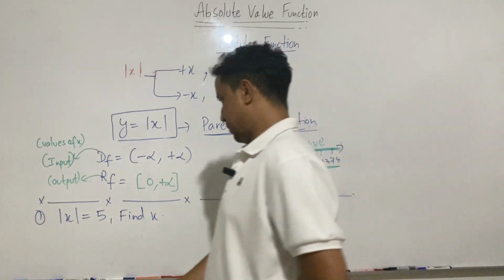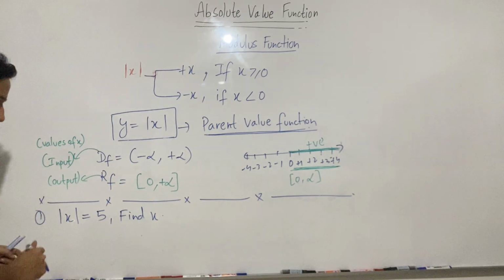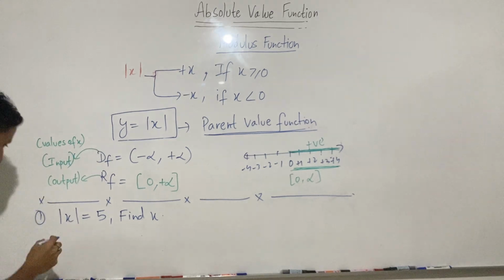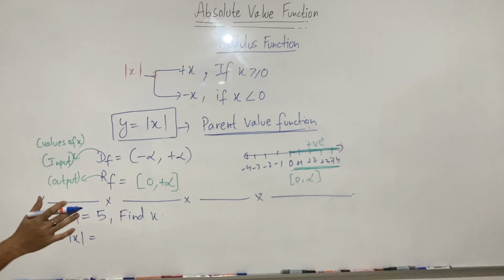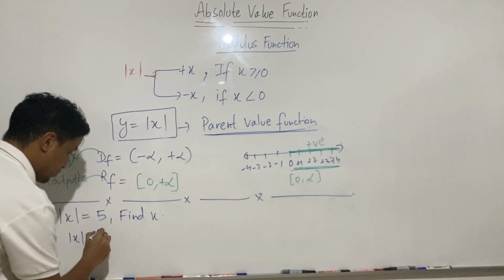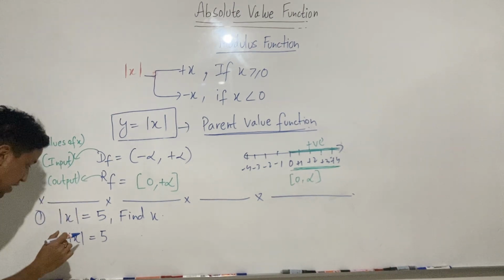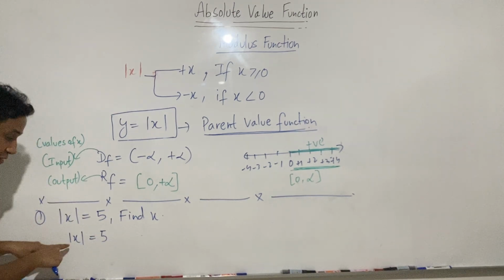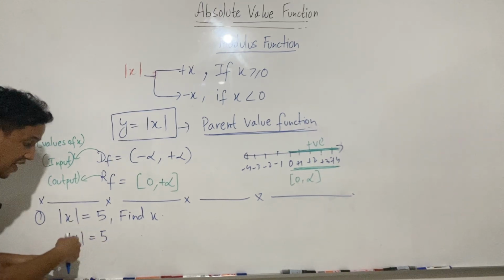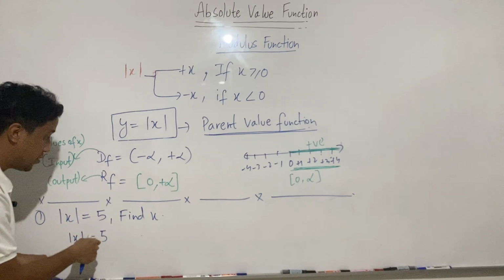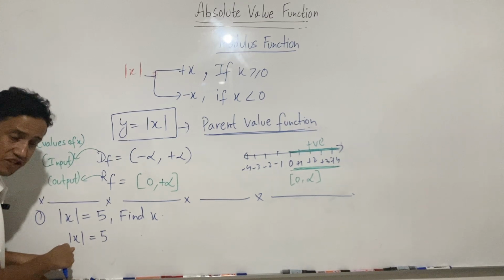Now see here, modulus x is equal to 5. What does it mean? It means either my input is 5, then it's going to happen, or my input is -5. Understand? Yes or no?